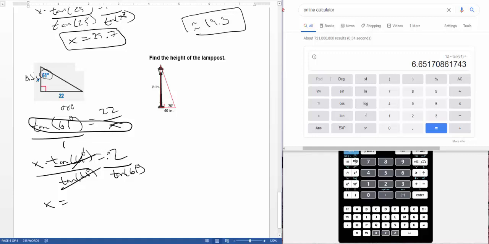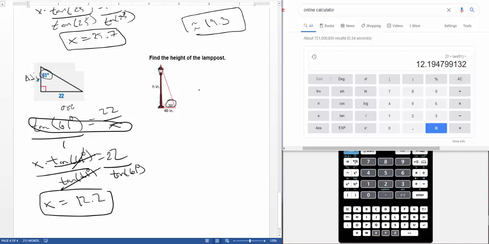Let's do this correctly. How about 22 divided by the tangent of 61? Get the right answer. That's a lot better. It's 12.2. That's good.